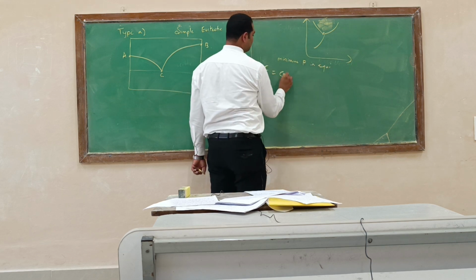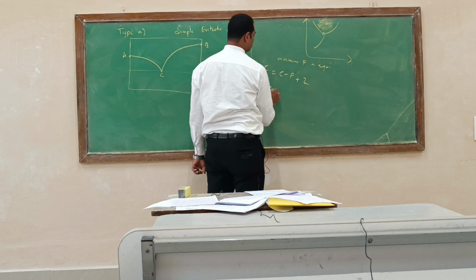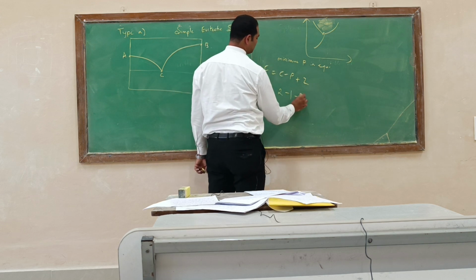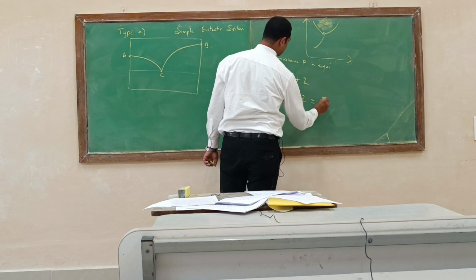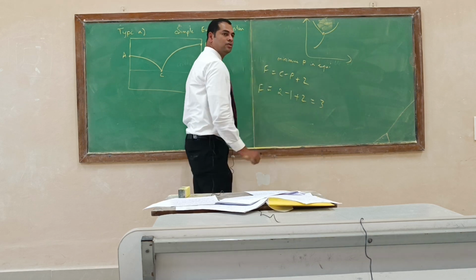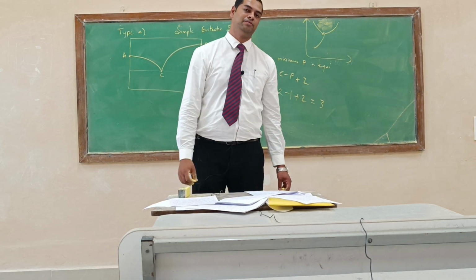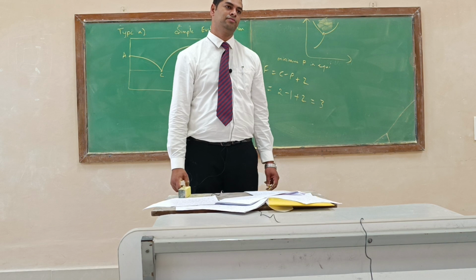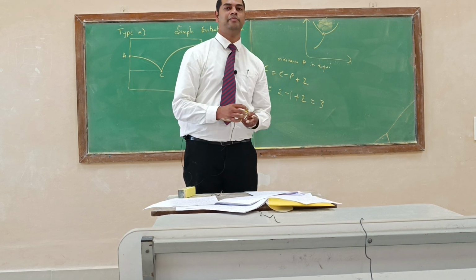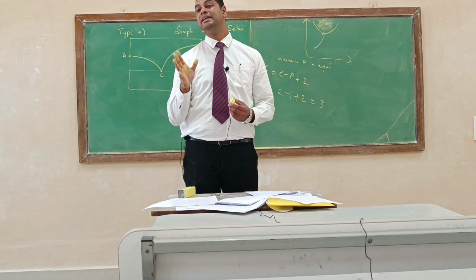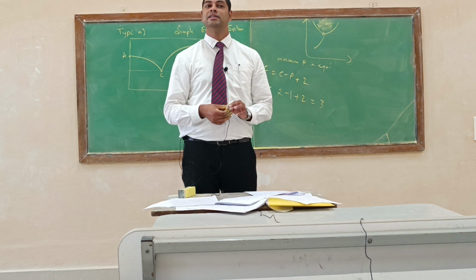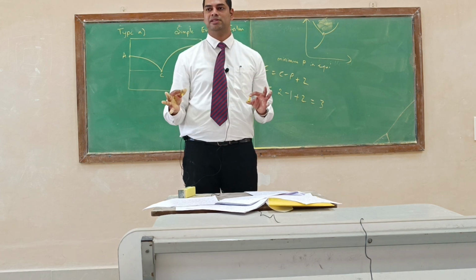F is equal to C minus P plus 2. It's a two component system. 2 minus 1 plus 2 is equal to 3, right? So which means you need 3 degrees of freedom, basically, which means you need 3 variables.